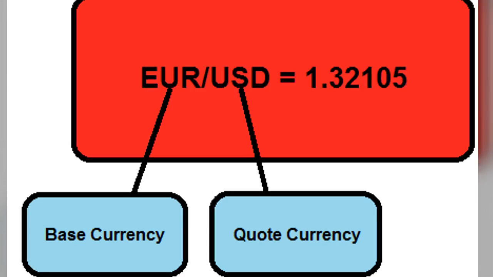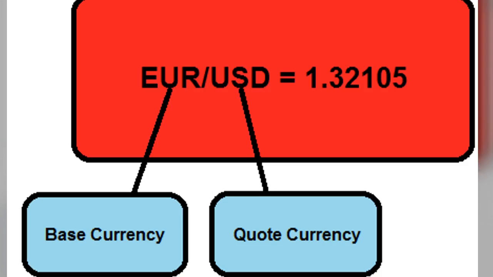Here on the screen, we can see an example of a Forex quote, Euro versus the US dollar. As you can see, the first currency in the pair, located to the left of the slash mark, is called the base currency. The second currency in the pair, located to the right of the slash mark, is called the counter, or also quote currency.